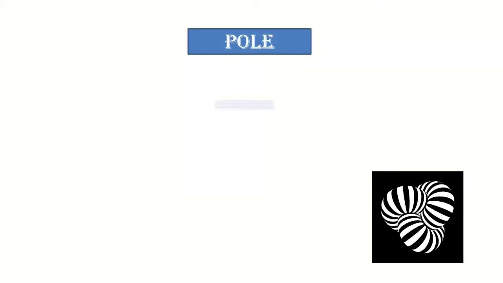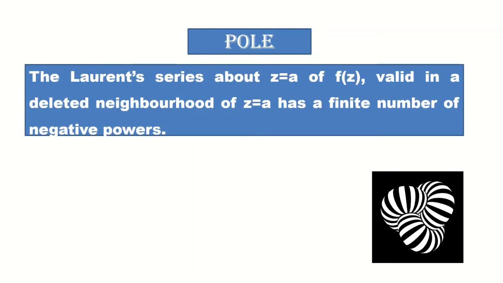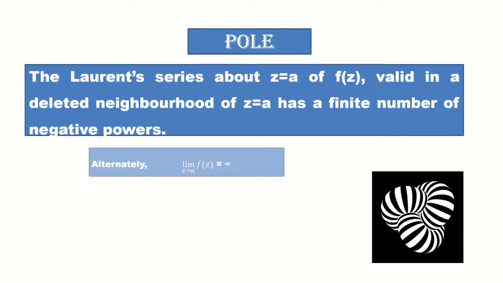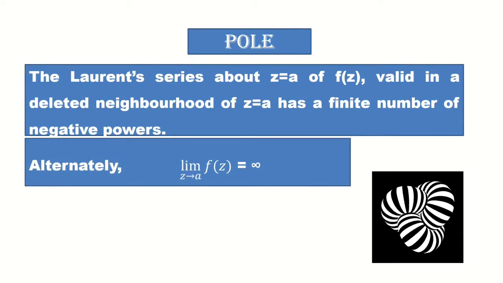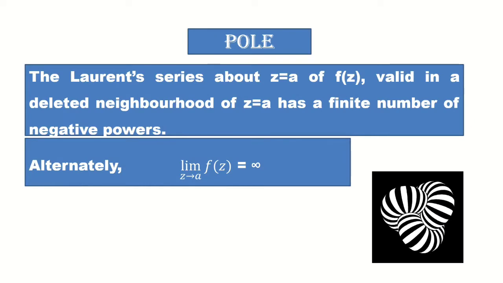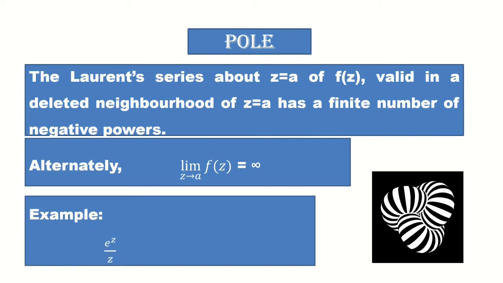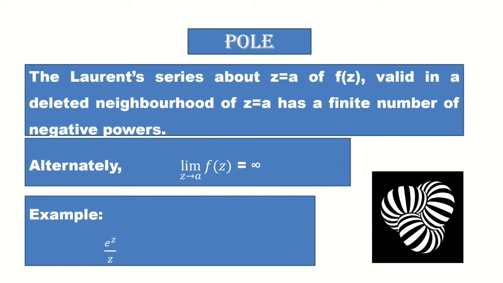Pole. If the Laurent series about z = a of the function, valid in the deleted neighborhood of z = a, has a finite number of negative powers, then we call it a pole. Alternately, if the limit as z tends to a of f(z) tends to infinity, then z = a is a pole. For the function e^z/z, z = 0 is a simple pole because its expansion about z = 0 has only one negative power in z.